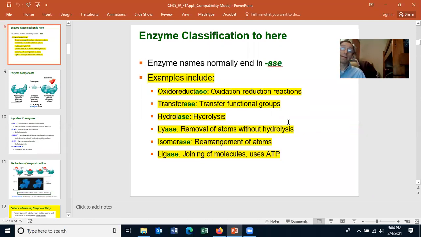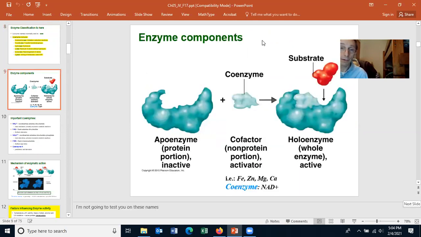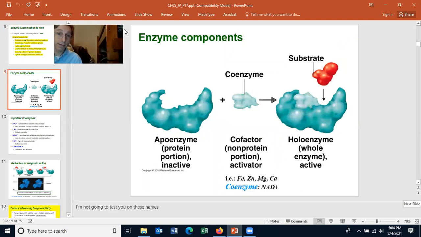So we were talking about enzymes, and we mentioned last time that enzymes normally end with ACE. This slide is showing you that enzymes sometimes do not work alone, that sometimes they have a coenzyme or a cofactor that get together with the enzyme to make the complete enzyme. And you do not need to know the names, like the apoenzyme and the holoenzyme. All you need to know is that some enzymes take a coenzyme or a cofactor to become complete.